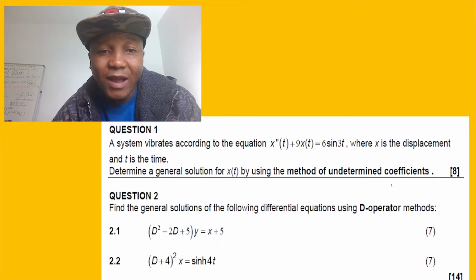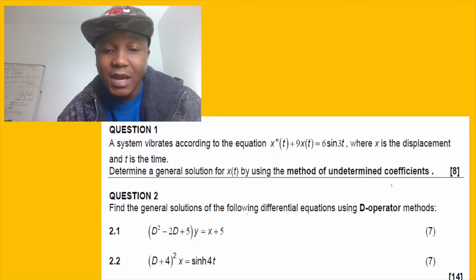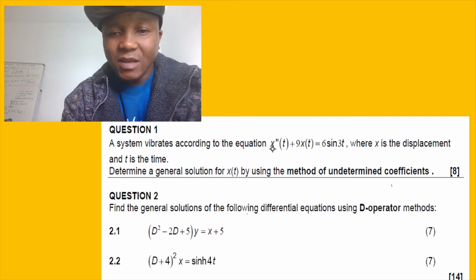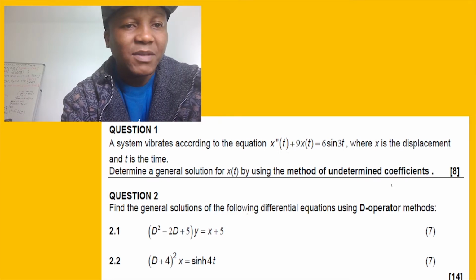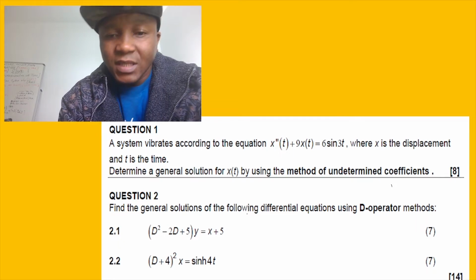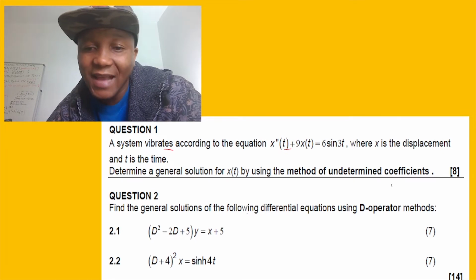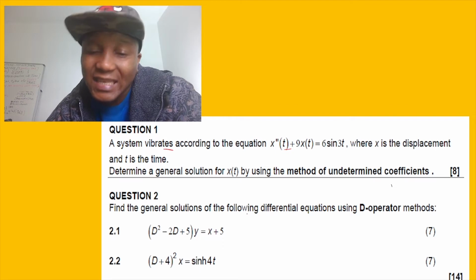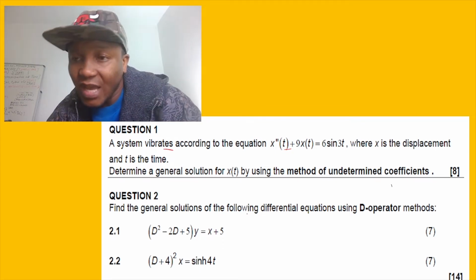Let's see here, the system vibrates. Question number one: the system vibrates according to the equation x double prime plus 9x equals 6 sine 3t, where x is displacement and t is the time. Sorry, my computer kind of froze. My apologies.